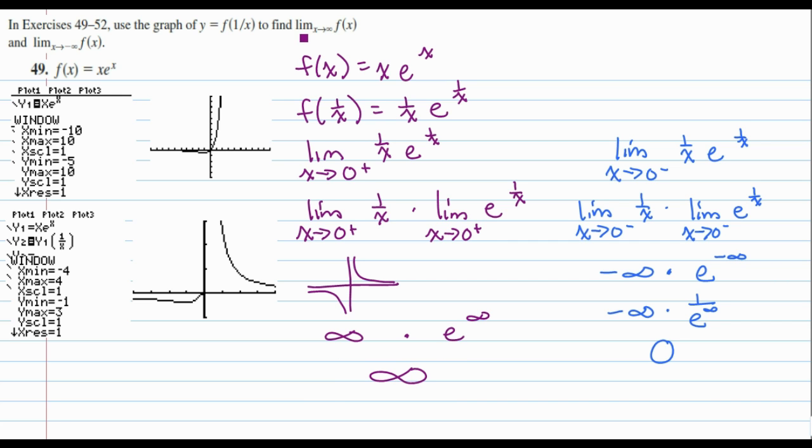We have not yet found the limit as x approaches infinity of f of x, or the limit as x approaches negative infinity of f of x, so we have to make those statements. We only found the limit as x approaches 0 from the left or right of f of 1 over x. So now, with my statement as x approaches 0 from the right, I can conclude that the limit as x approaches infinity of f of x is infinity, and the limit as x approaches negative infinity of f of x will be 0.